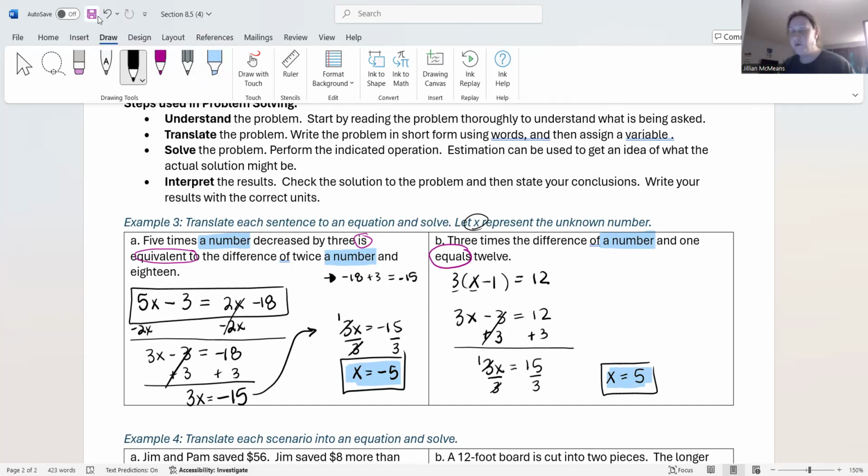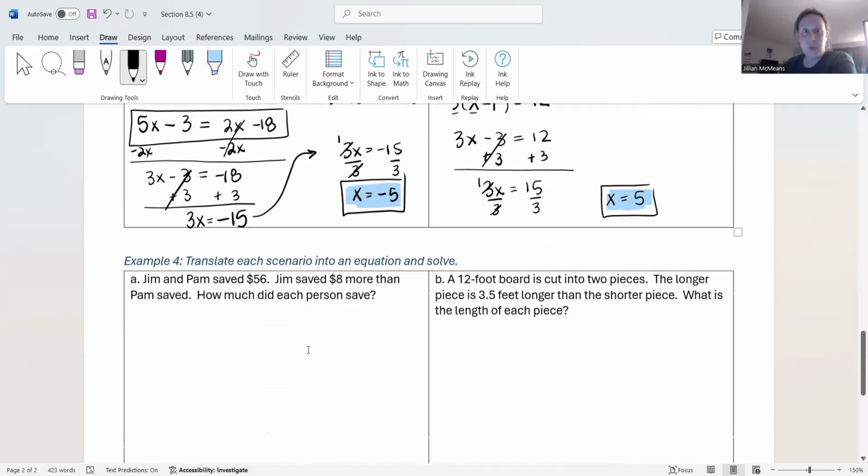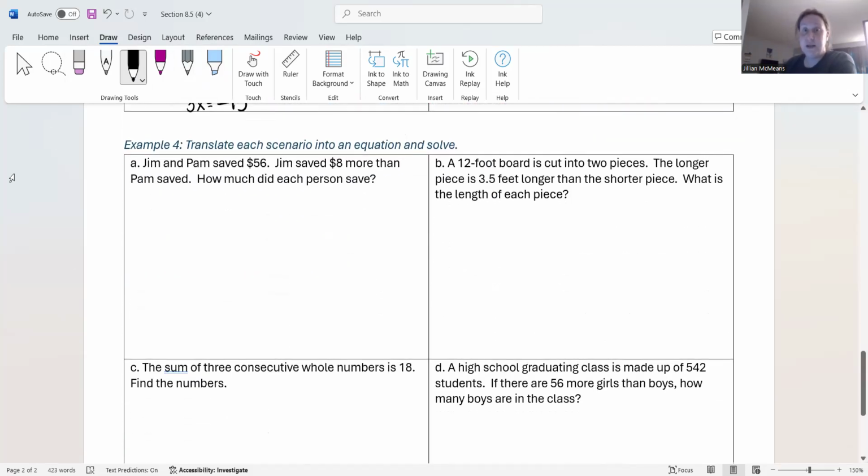Okay, so hopefully that was a good enough reminder on our steps to solve equations. So now we're going to dive into the actual word problems, okay? So example 4 says translate each scenario into an equation and solve. And we need to make sure that we solve and we answer the question that's being asked. We want to include units or at least a very brief description with our answers too, okay?